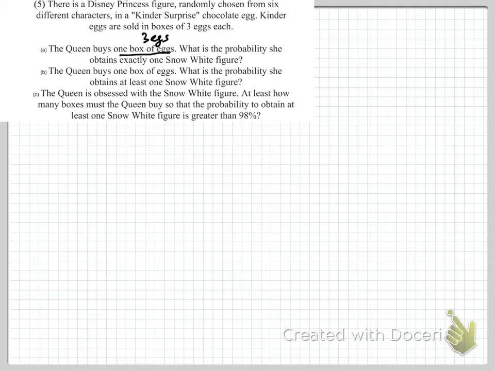All right. To get 1 Snow White will be 1 Snow White, 2 not Snow White. So to get 1 Snow White, the probability is 1/6. To get 2 not Snow White, the probability will be 5/6, taking the square. Then number 2 goes to the square here. And then how many times is this branch going to repeat? 1 Snow White, 2 not Snow Whites will be 3C1. Alright, 3C1.